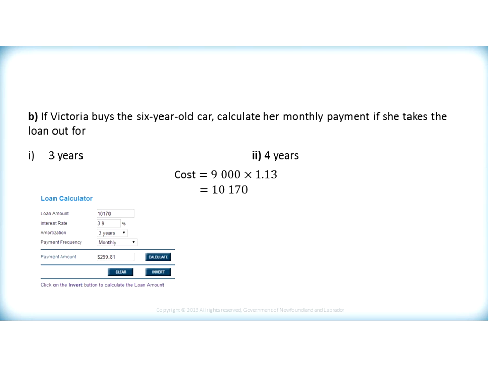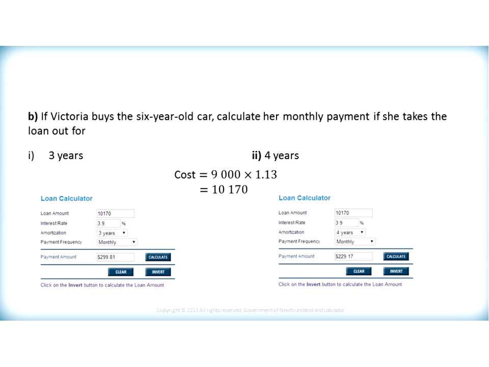I'm going to do the same exact thing once again. This time I'm going to change my amortization, or the term length of my loan, to 4 years. And this is what I get. The payment frequency is still monthly. The amortization now is 4 years. Interest rate 3.9. The loan amount is the same. But we see that our payment has gone down to $229.17.